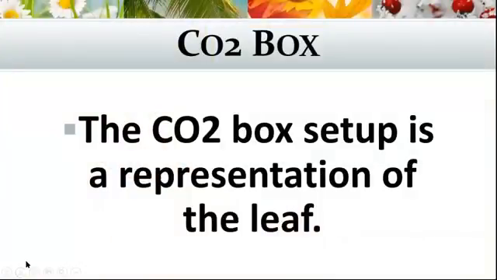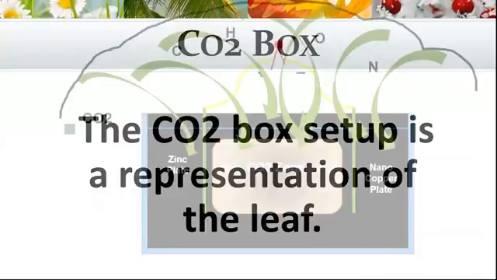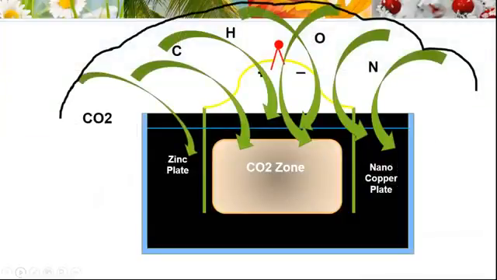Now, we've all been dealing with our CO2 box, and the CO2 box setup is a representation of the leaf. There's a diagram there of your typical CO2 box. We have our zinc plate on the one side, your nanocopper plate on the other side, and in the middle we originally create a field strength zone of carbon, which attracts the carbon fields coming in, and this carbon interacts with the oxygen, creating CO2 in our box.